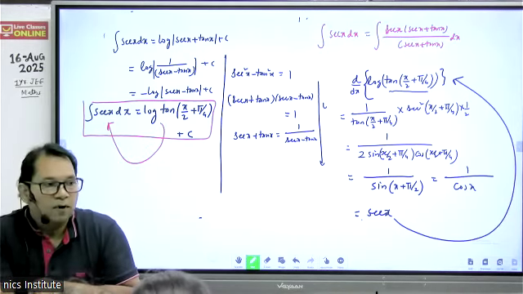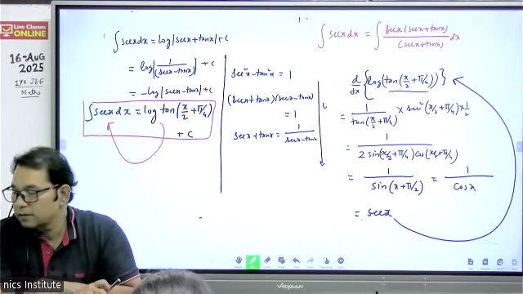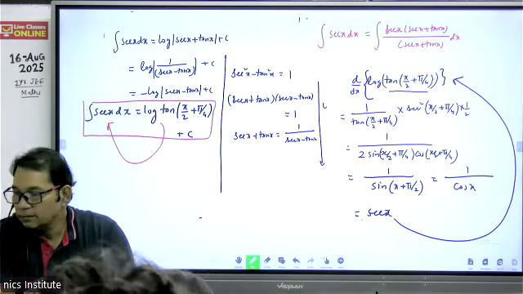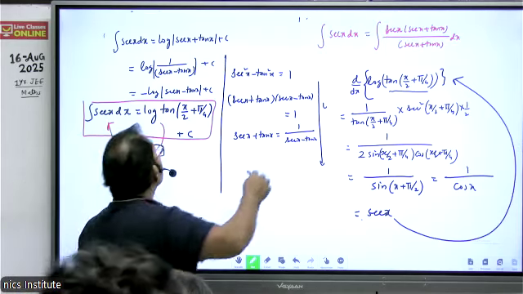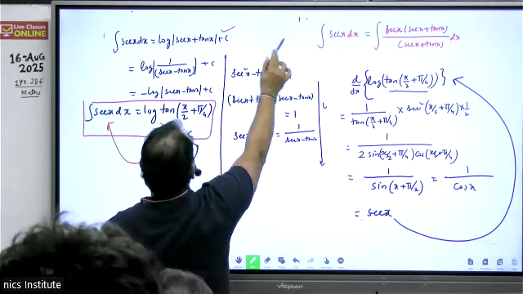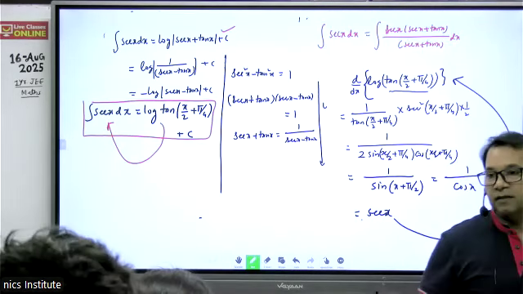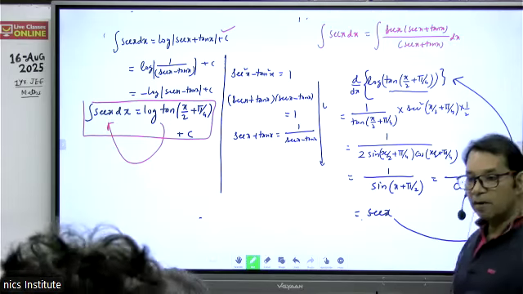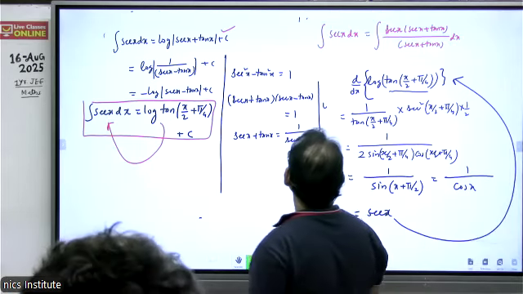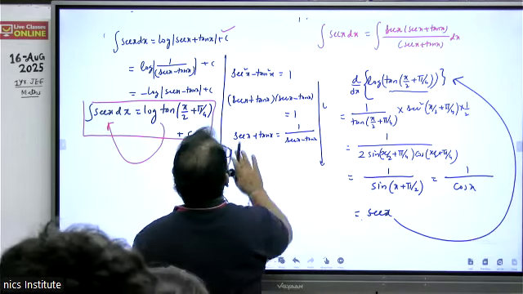In entrance, you'll come across these formulas of sec x. In board, sec x plus tan x would be sufficient, but you should know integration of sec x is also log of tan x by 2 plus pi by 4. Right.